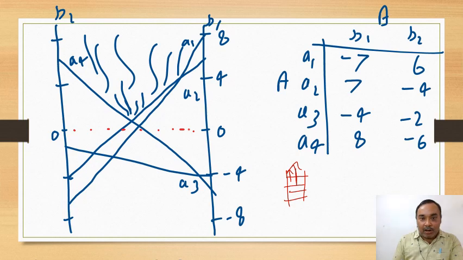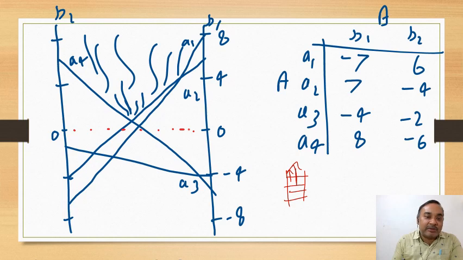How have we drawn the line? Already we have discussed in the previous example. Again, repeating, just draw these two, whatever is 2. Then take the others one by one. Minus 7, 6. 7, minus 4. Minus 4, minus 2. And so on. Then select the upper envelope.